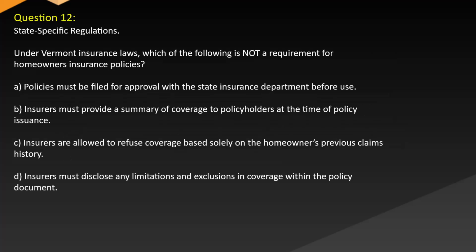Question 12. State-specific regulations. Under Vermont insurance laws, which of the following is not a requirement for homeowners insurance policies? A. Policies must be filed for approval with the state insurance department before use. B. Insurers must provide a summary of coverage to policyholders at the time of policy issuance. C. Insurers are allowed to refuse coverage based solely on the homeowner's previous claims history. D. Insurers must disclose any limitations and exclusions in coverage within the policy document.